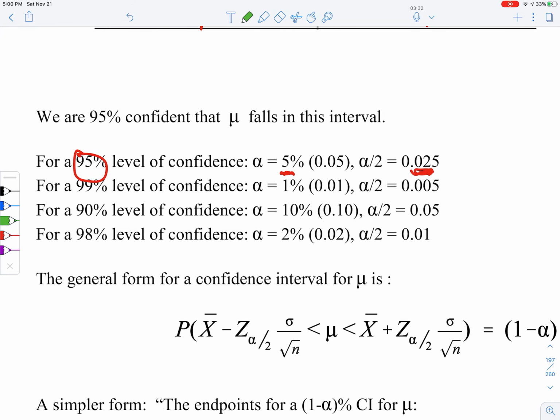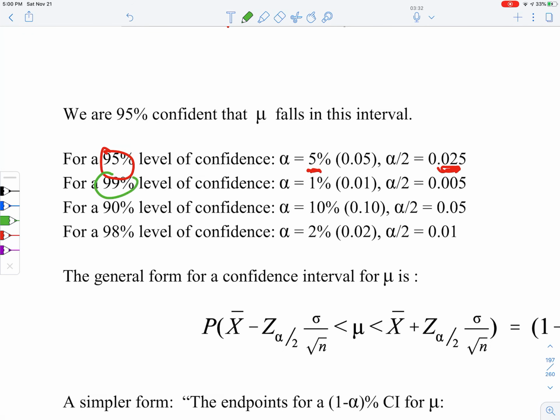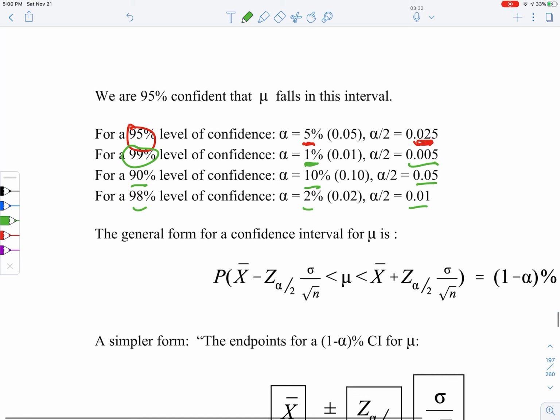For a 99% level of confidence, alpha would be 1%. That's what's left over, and that means alpha over 2 is 0.005. For 90%, alpha is 10%, and alpha over 2 is 0.05, and for 98%, and so on like that. So you could do that for any level of confidence.